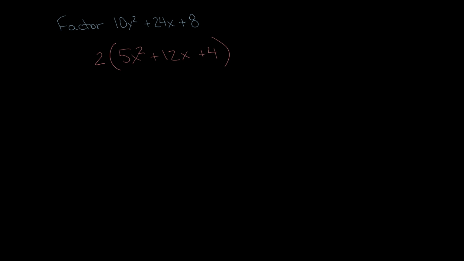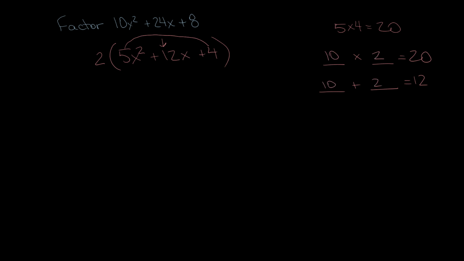Okay, so now we have a trinomial with a quadratic term in front. So I'm going to do this the way that, not guess and check, but the regular way. All right, so we're going to look at these two numbers. So 5 times 4 would give me 20. So what two numbers multiply to give me 20 that add to give me the middle term of 12? What two numbers multiply to give you 20, 10 and 2, and add to give you 12?